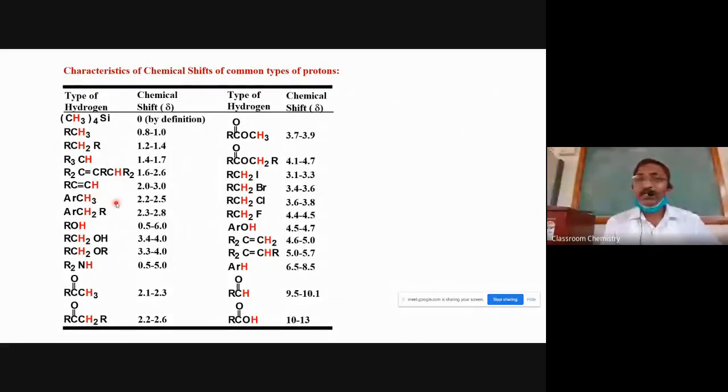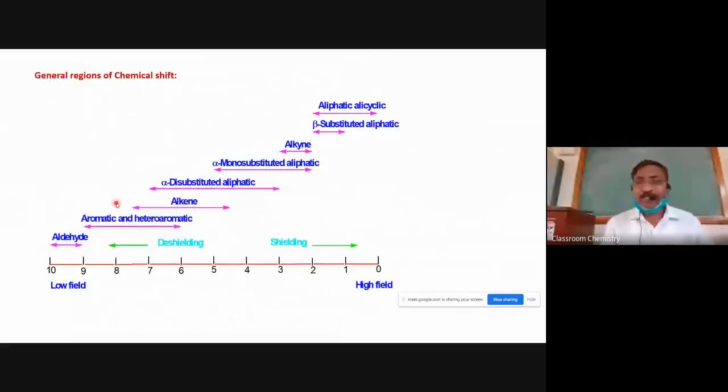Again, a long question is always asked on the chemical shift value. Define the chemical shift value, how we can measure it, and what are the factors that can affect the chemical shift value. So that long question is always there.